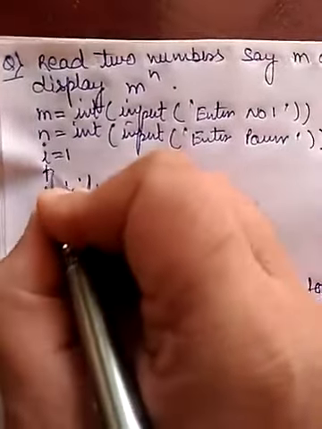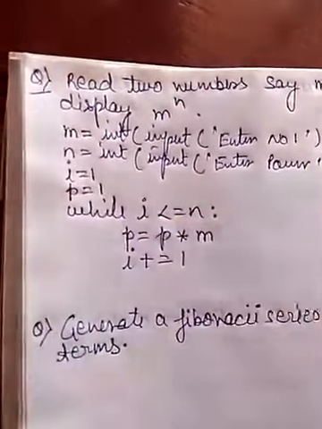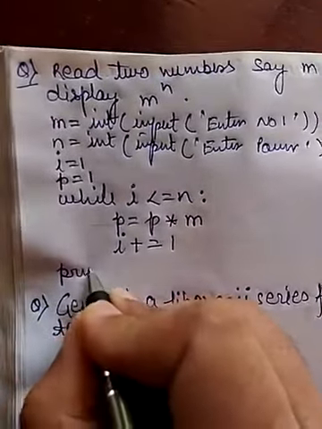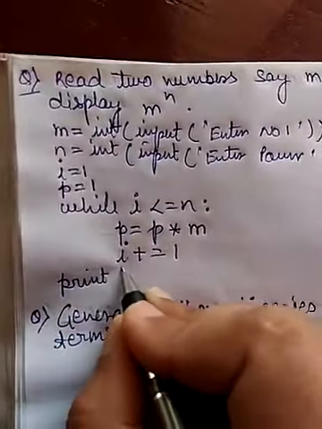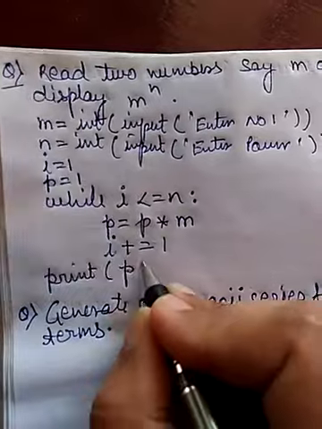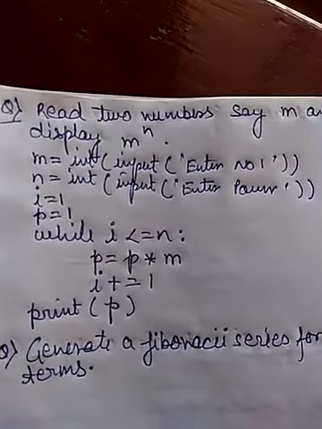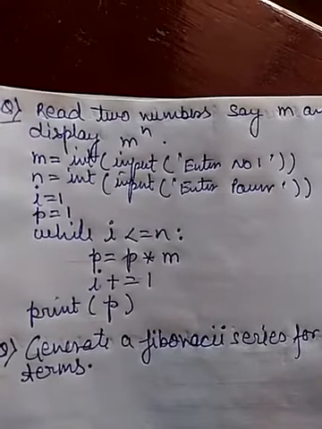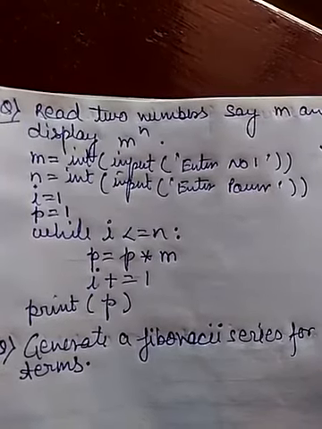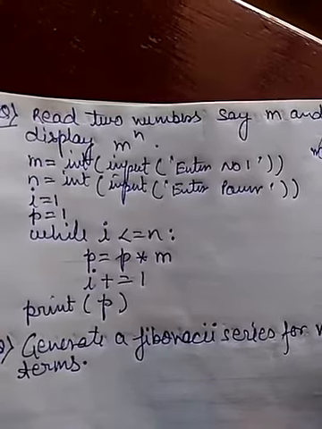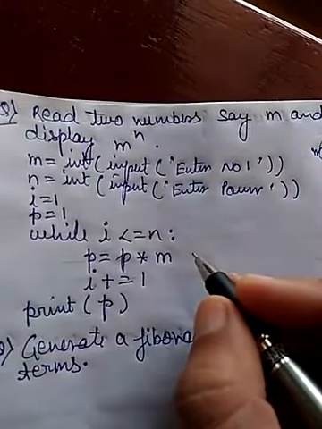The starting value of the product should be 1, before starting the loop, and after the loop we display the product. In this way you can find the product of the numbers given by the user, say m and n, and we can calculate m to the power n.